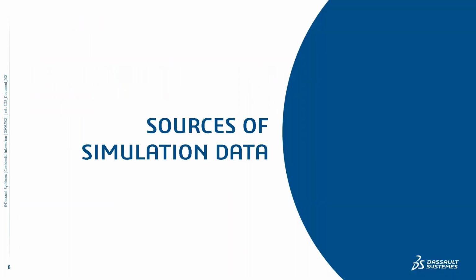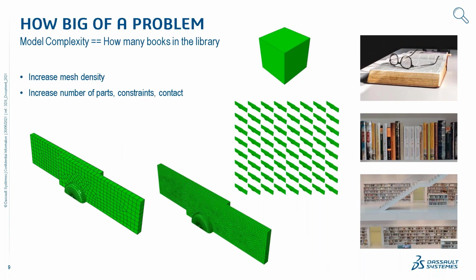So, sources of simulation data. The first thing that we need to understand about all of our simulations is how big of a problem we are dealing with. What's the level of model complexity, i.e. how many books are in that library? As we increase the mesh density and as we increase the number of parts, constraints, and contact, we increase the model complexity. And so if we want to do any kind of post-processing, and when we initially load that model into, say, CAE or viewer, it's going to take longer because it has to sort through all of those additional elements.